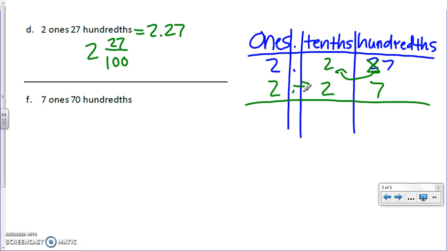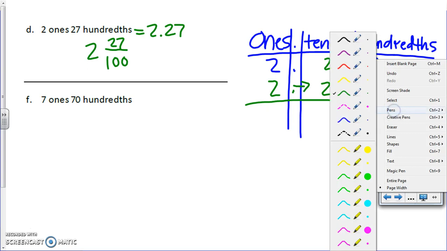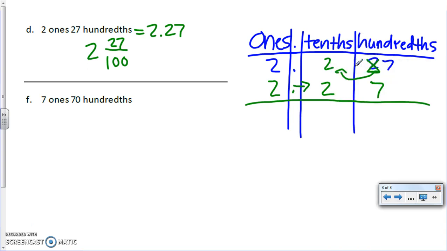Now, for the next one, we have 7 ones and 70 hundredths. So I did draw a line, so I can actually do it right in the same one for today. So I can put my 7 in the ones place. I can put my decimal point. I'm going to leave my tenths alone for now. And I'm going to come over to my hundredths and put my 70.